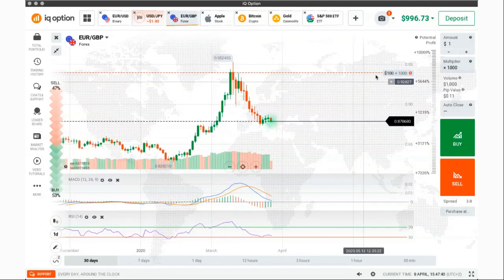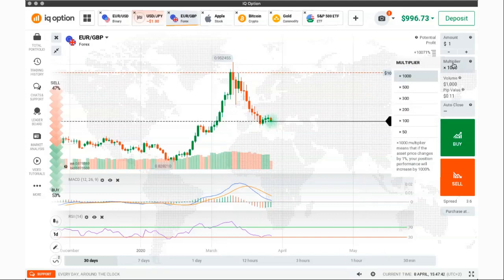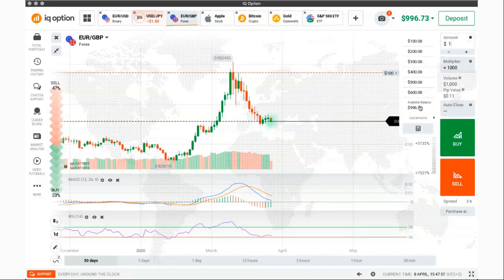That's a bit about the market analysis. So the multiplier, in a nutshell: the higher the multiplier, the higher the speed of your profits, but the quicker your trade could close if the movement goes against the position that you've asked to move into. Maximum I can invest is my balance, okay?